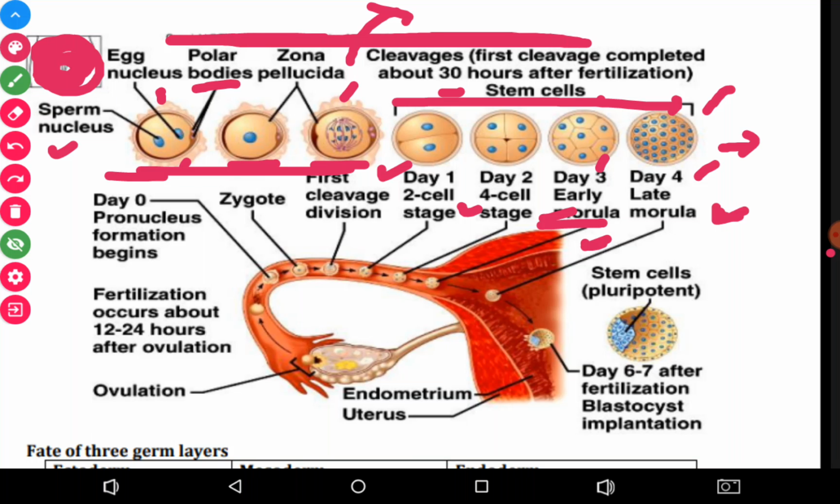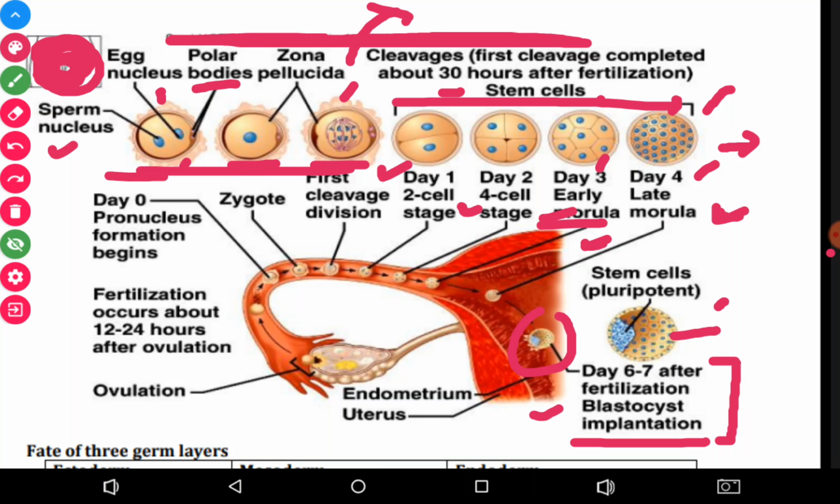Okay, now this is early development up to the late morula, and at around 6 to 7 days this structure is transferred up to the uterus. Stem cells. These cells are arranged into two different layers, the outer blastomeres and the inner mass cells. This is what the blastula structure is. Blastula, day 6 to 7 after fertilization, blastocyst.